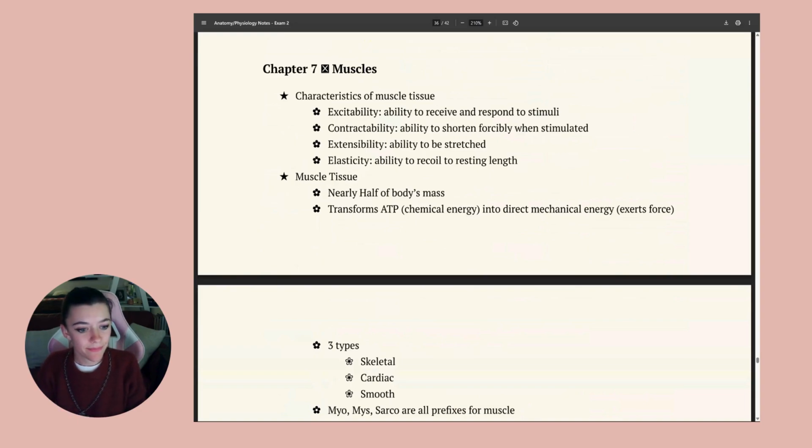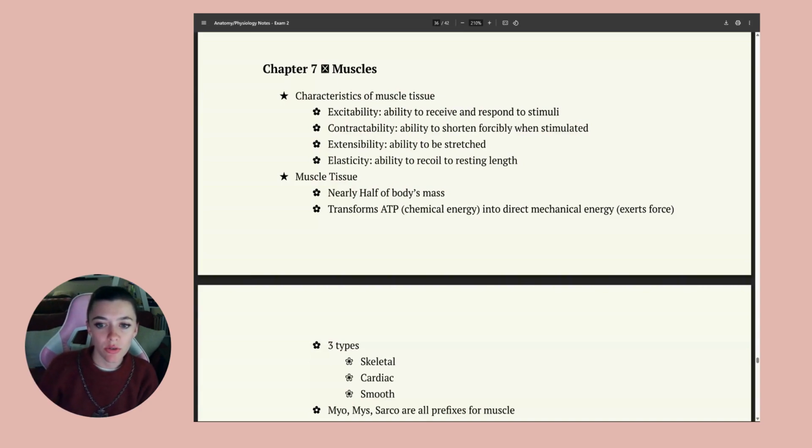Perfect. Chapter 7, muscles. Characteristics of muscle tissue. There are 4. Excitability, contractibility, extensibility, and elasticity. Excitability is the ability to receive and respond to stimuli. Contractibility, the ability to shorten forcibly when stimulated. Extensibility, the ability to be stretched. And elasticity, the ability to recoil to resting length.